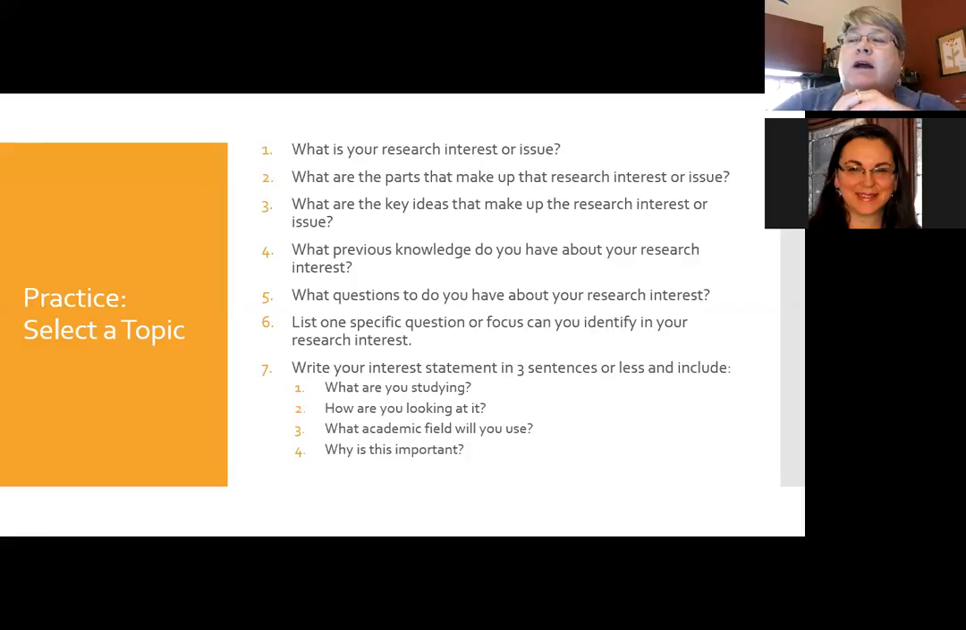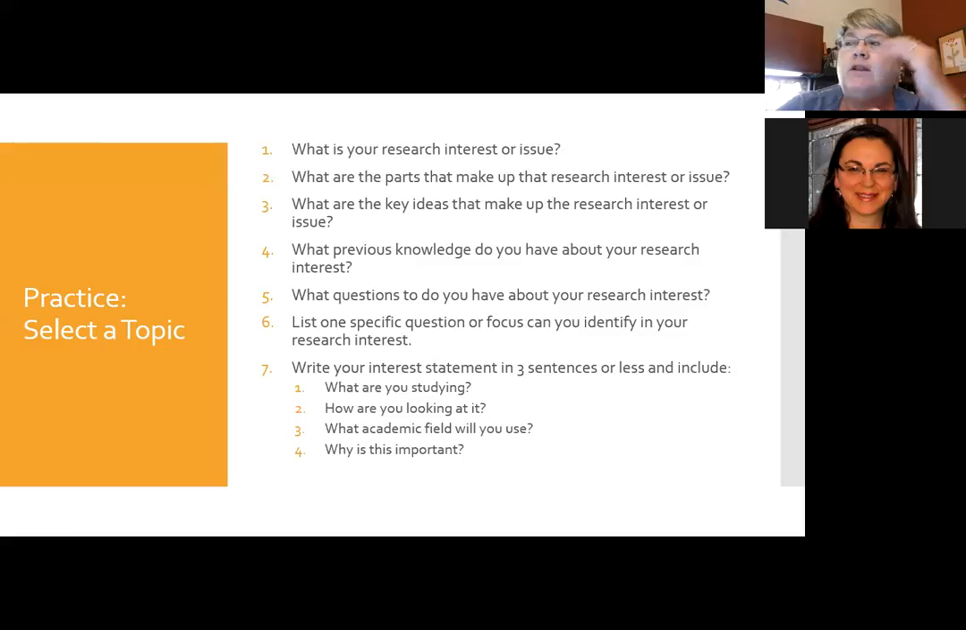Do you have previous knowledge about your research interest? If you do not, you might want to find a very broad article so that you can learn a little bit about it, so that you start knowing where you need to narrow it down. And then that's where I talk about listing out your questions. What questions are you curious about? What questions do you want answered? And so you can go through and look at that research interest and see if you can come up with those questions. From those questions, then pick one.